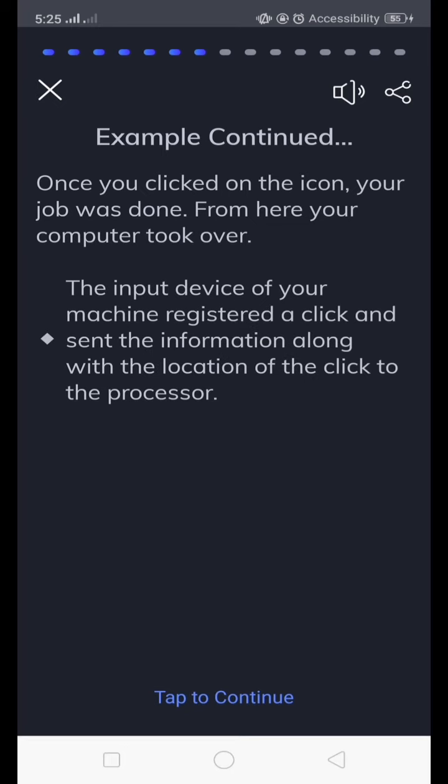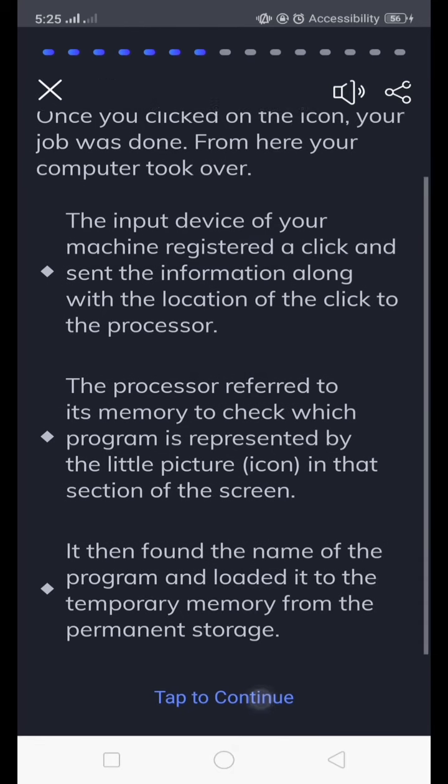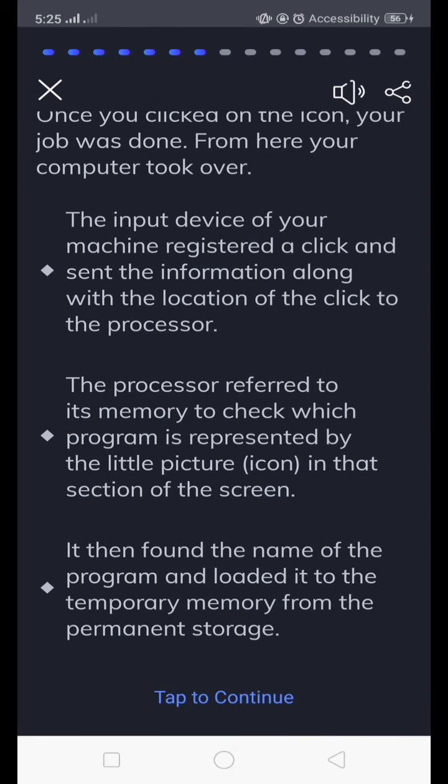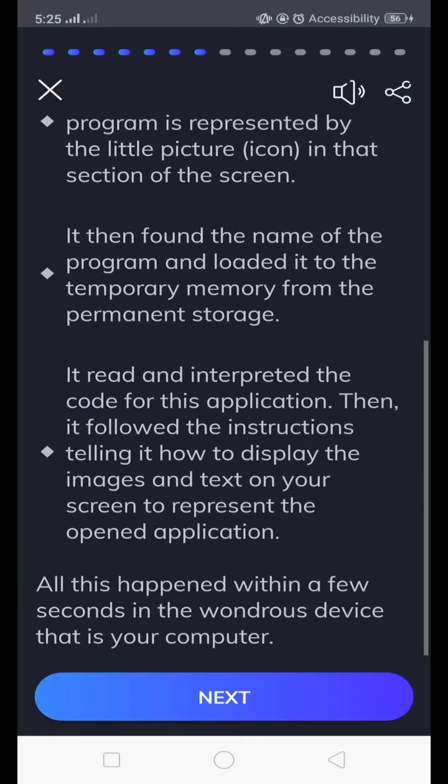The input device of your machine registered a click and sent the information along with the location of the click to the processor. The processor referred to its memory to check which program is represented by the little picture, the icon, in that section of the screen. It then found the name of the program and loaded it to the temporary memory from the permanent storage. It read and interpreted the code for this application. Then, it followed the instructions telling it how to display the images and text on your screen to represent the open application. All this happened within a few seconds in the wondrous device that is your computer.